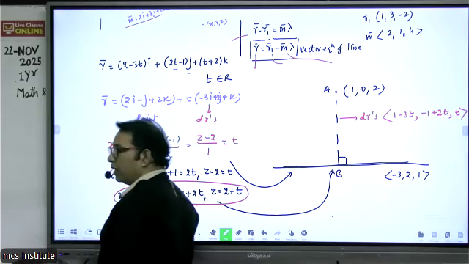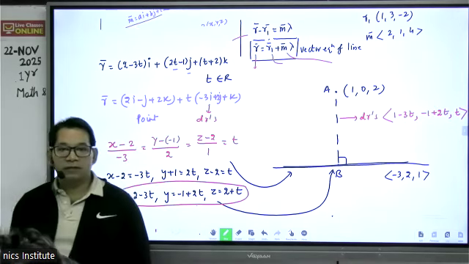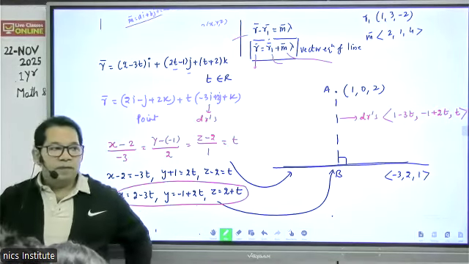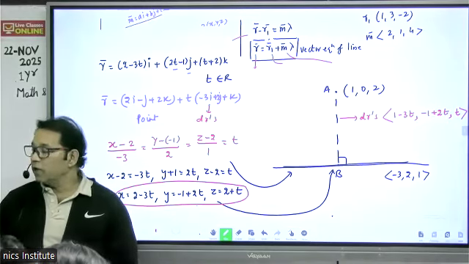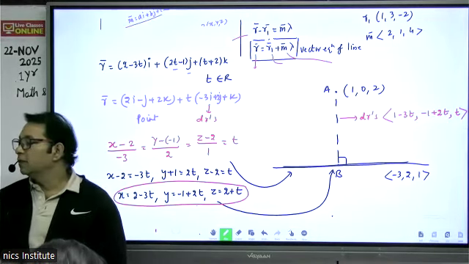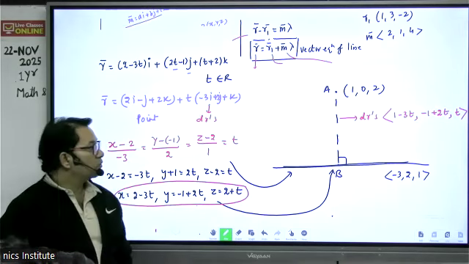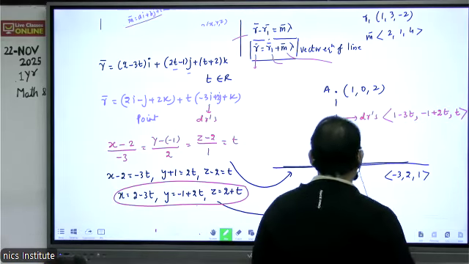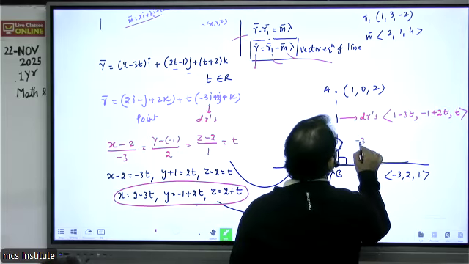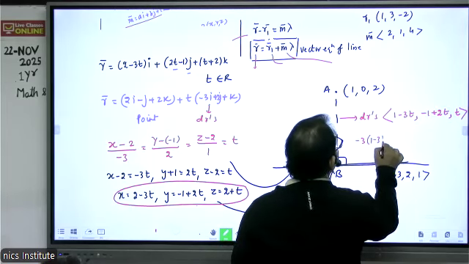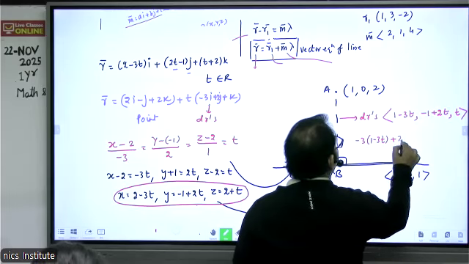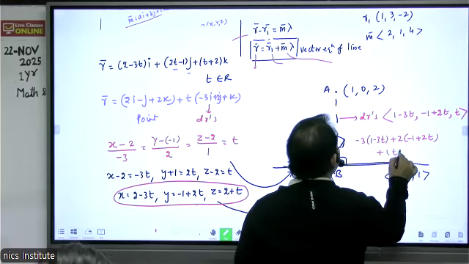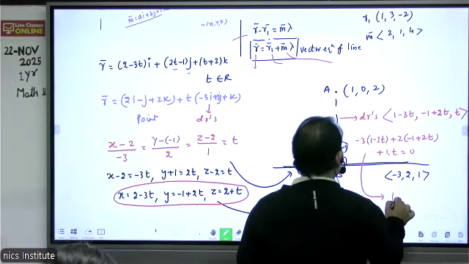You already have DRs of the line. They're perpendicular. So what should we do? Dot product. Product 0, right? a1a2 plus b1b2 plus c1c2 equal to 0. Solve it, tell me what t comes. Sum of the product of DRs equal to 0. As the two are perpendicular, the sum of the product will be 0. -3 into (1 minus 3t), 2 into (-1 plus 2t), and 1 into t equals 0. Solve it for t.